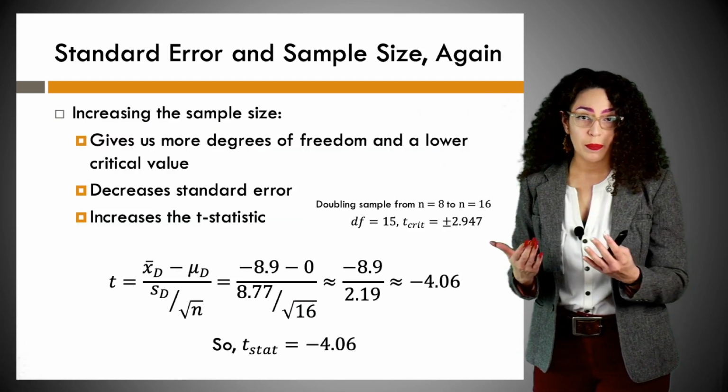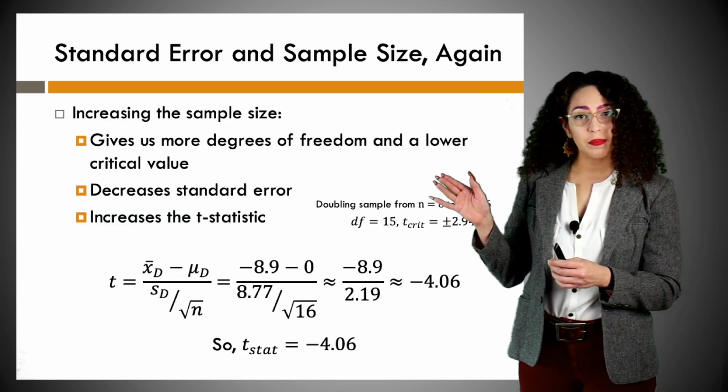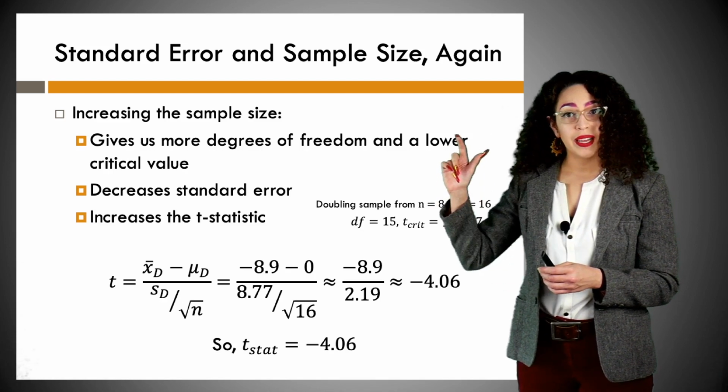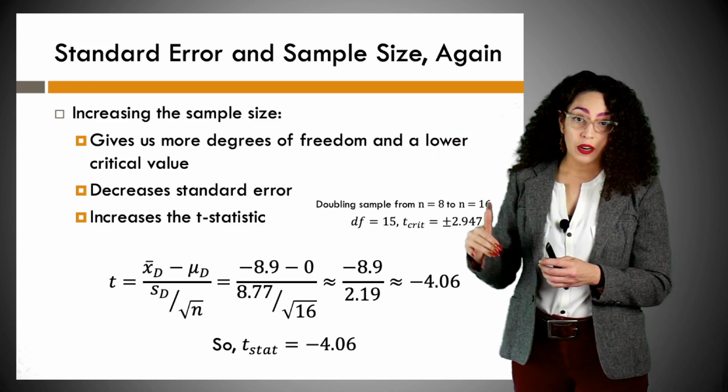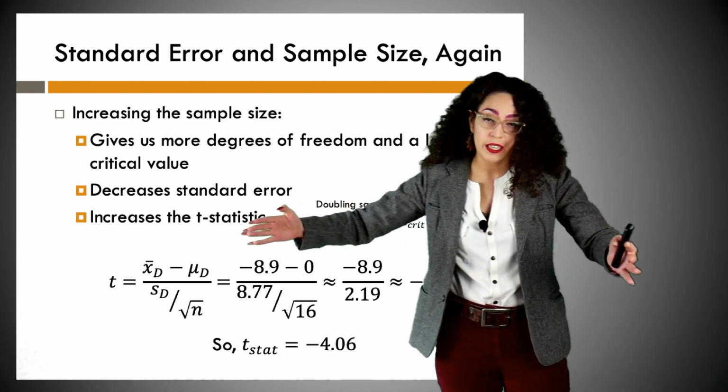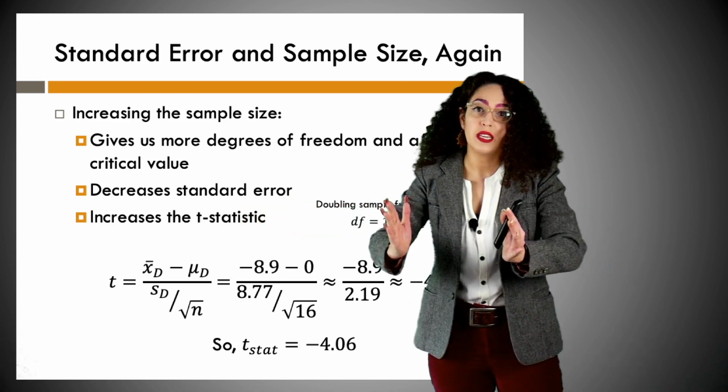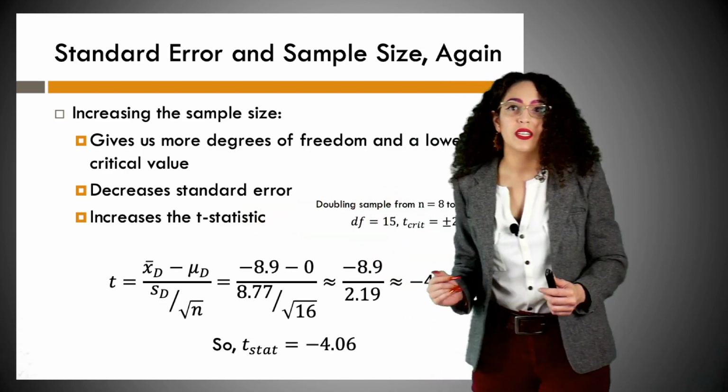So to wrap everything up, if we were to increase sample size, all else being equal, we would get more degrees of freedom, which would lower our critical value. Basically, our critical values would move from the outside of the curve inward, making it easier to find significance.